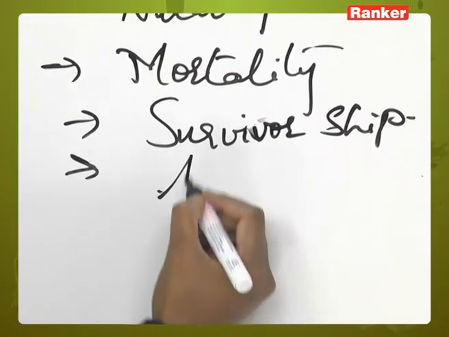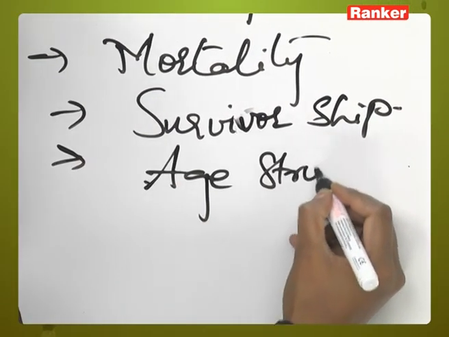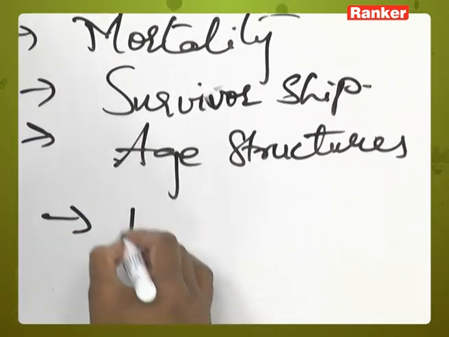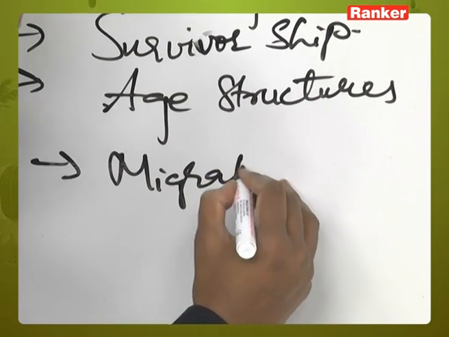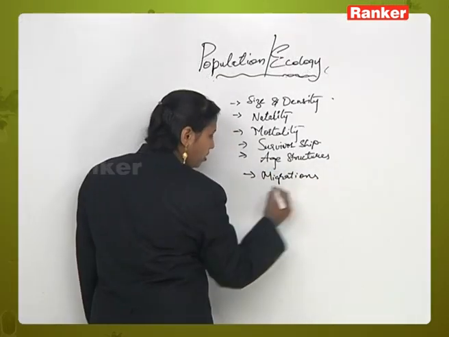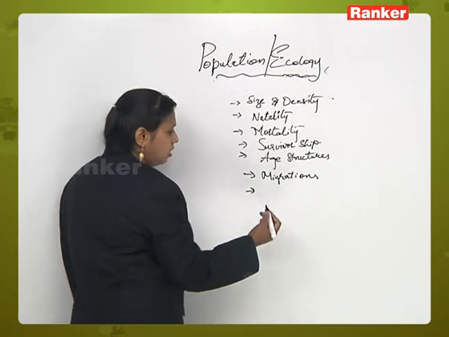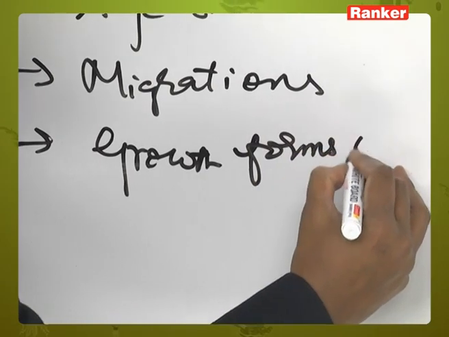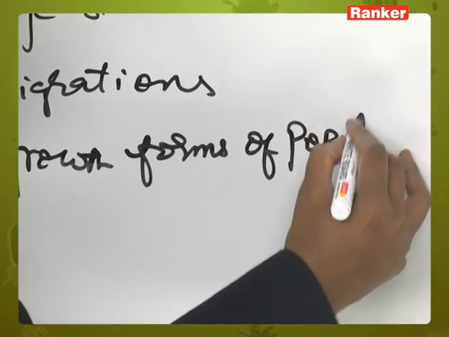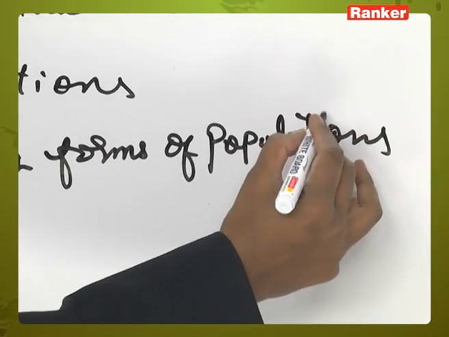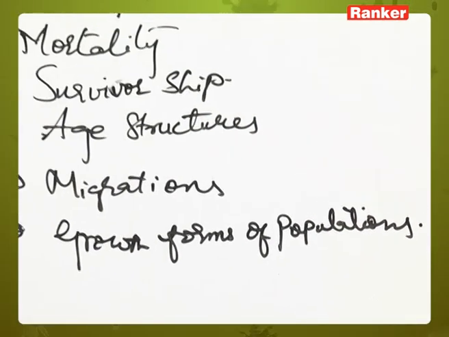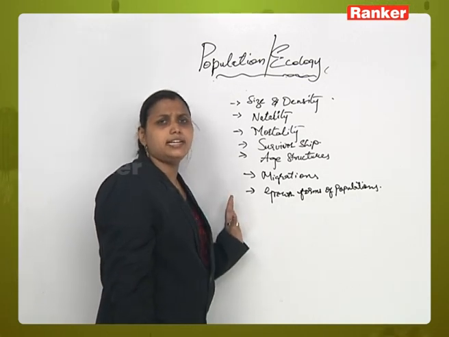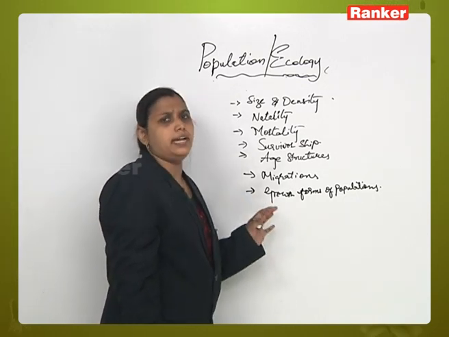You will have age structures, and you will talk about migrations, and you will talk about different growth forms of population. Right. So, these are the basic characters which we will take into consideration when we are talking in detail about a particular population and its ecology, right.